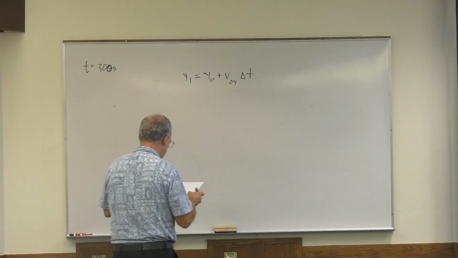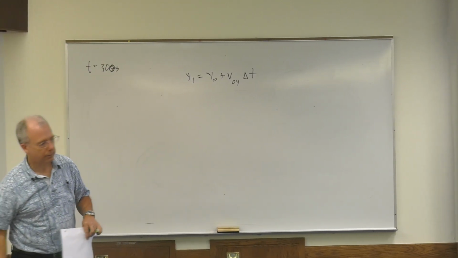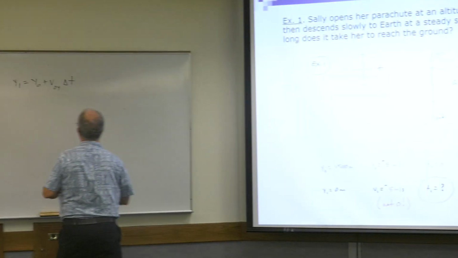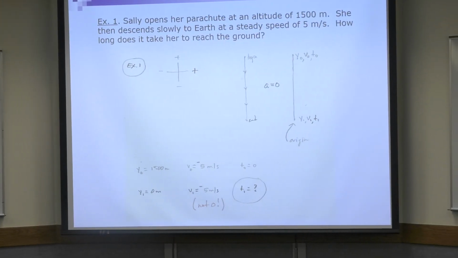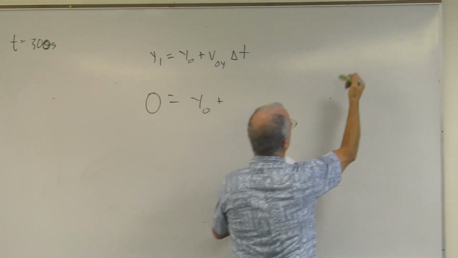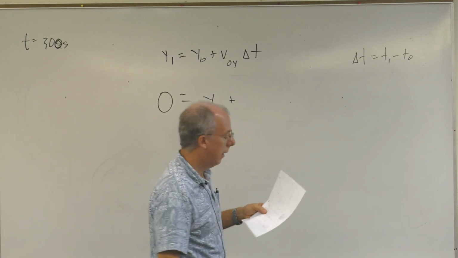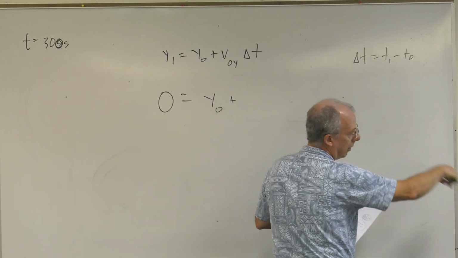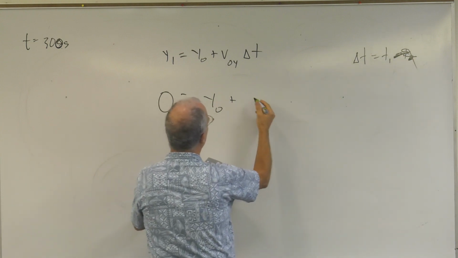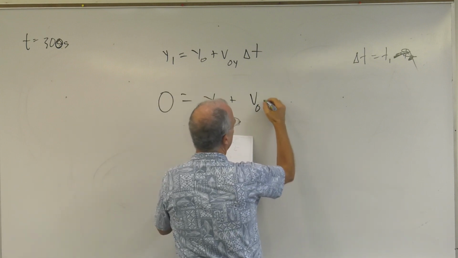Awesome. Okay, now let's put in our zeros. Okay, what's y1? y1 is 0. Okay, so we have 0 equals y0. And what's delta t, by the way? Delta t is final minus initial, so it's that. Agree? And what's t0? 0. All right, so we just have 0 equals y0 plus v0 times t1.